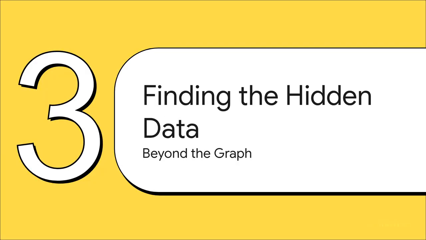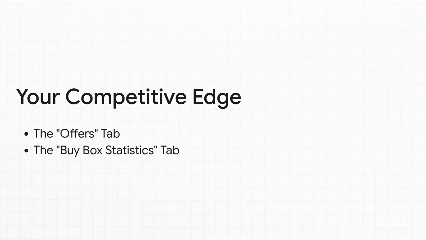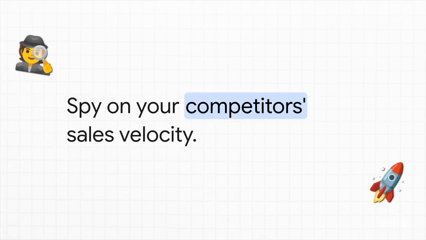Okay, reading the main graph, that's level 1. But the real money is made by the sellers who know how to dig a little deeper. So let's move beyond the graph and see how we can build a real competitive advantage. If you dig into Keepa's data, there are 2 tabs that are absolute gold mines of information. The Offers tab and the Buy Box Statistics tab. These are going to tell you things the main graph can only kind of hint at. This is where you get to do some real detective work.